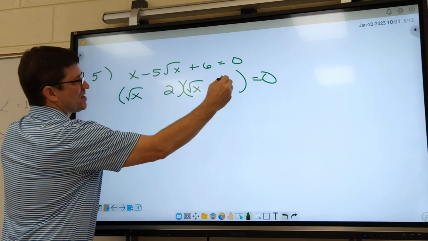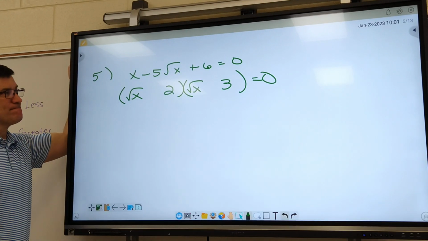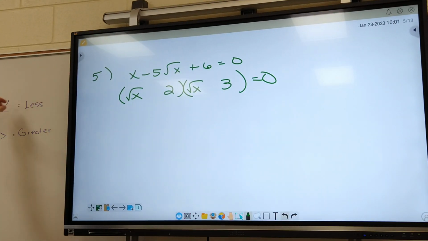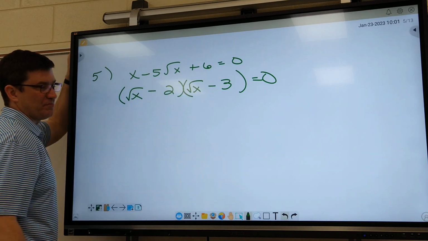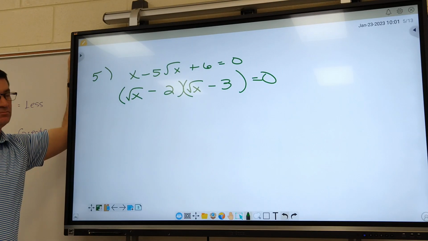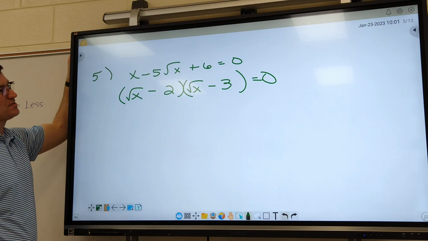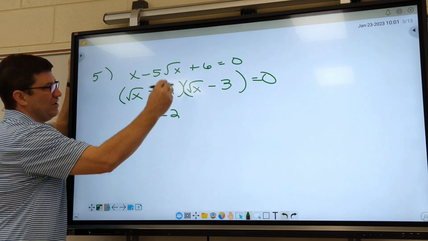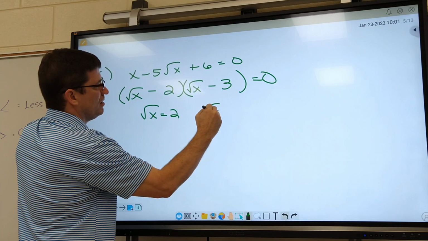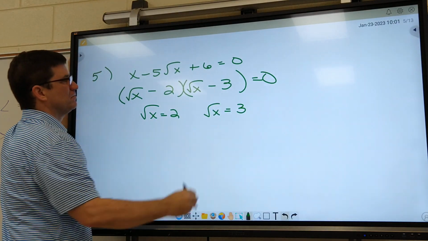2 and 3. What do my signs have to be? Second sign's a plus. Check the board. Got to be the same sign. Minus, minus. All right, what's next? Move over minus 2. That equals positive 2. Move over minus 3. That equals positive 3.